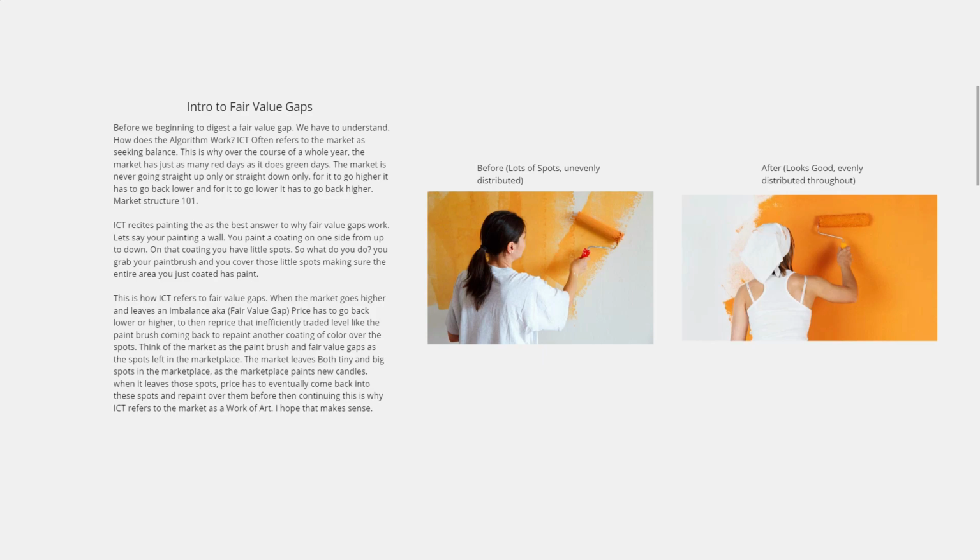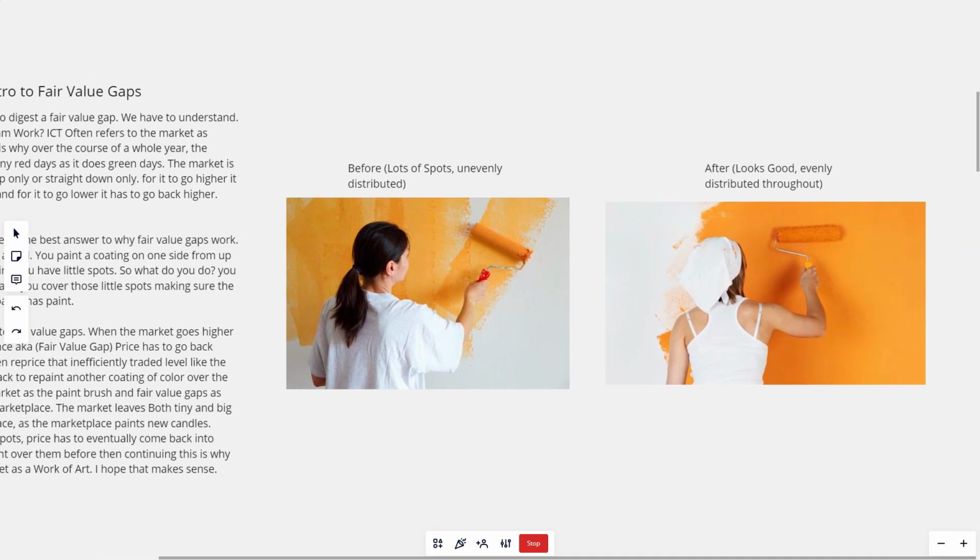Think of the market as the paintbrush and the fair value gap as the spots left in the marketplace. The market leaves both tiny and big spots in the marketplace. As the marketplace paints new candles, when it leaves those spots, price has to eventually come back into these spots and repaint over them before then continuing. This is why ICT refers to the market as a work of art. I hope that makes sense. Okay, we have two examples here.